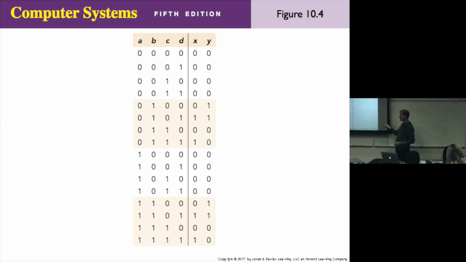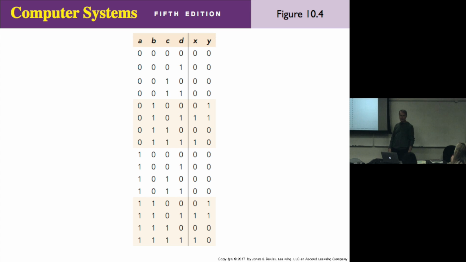So what would the black box diagram look like? You'd have a box and there'd be A, B, C, D coming in and X, Y coming out. And here's some example of what this circuit does. This is one way to specify the circuit.